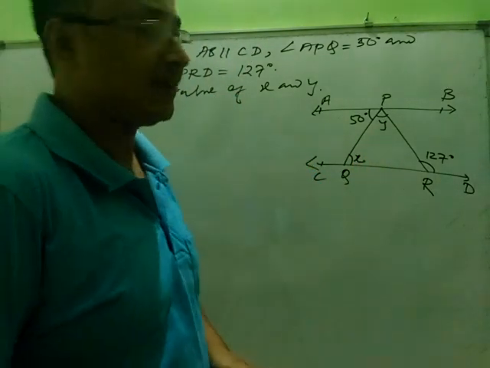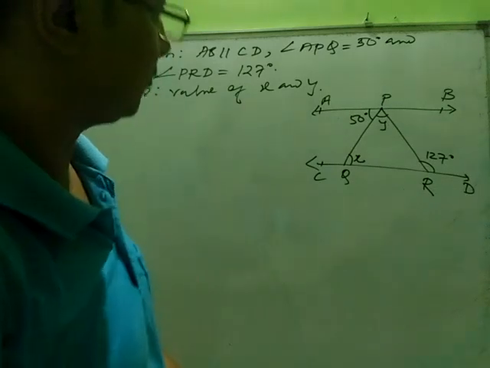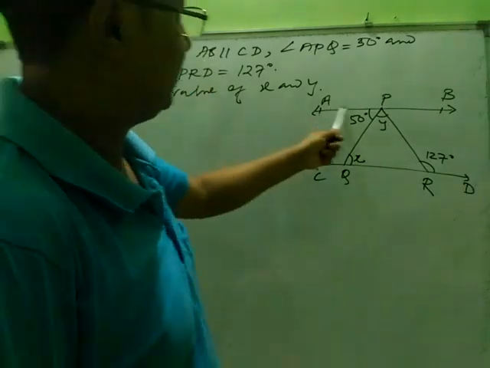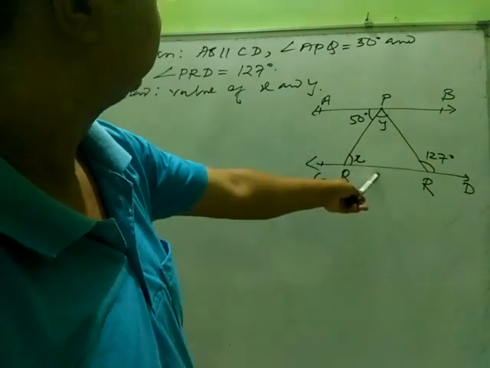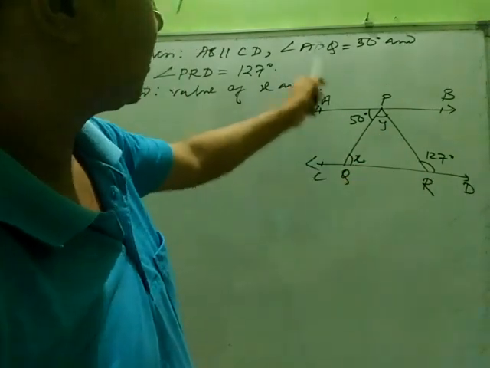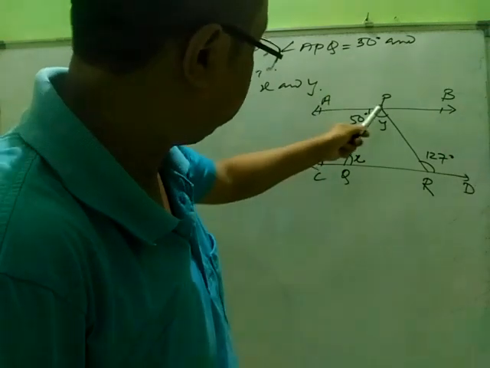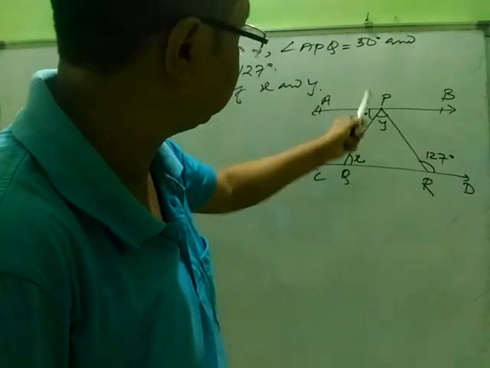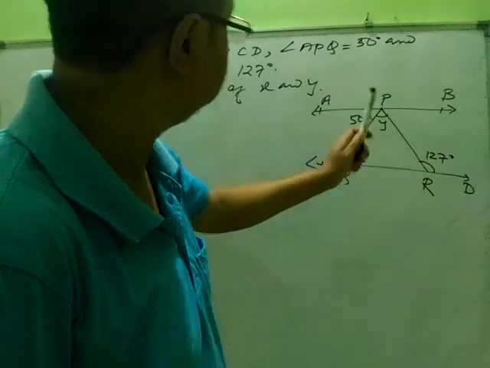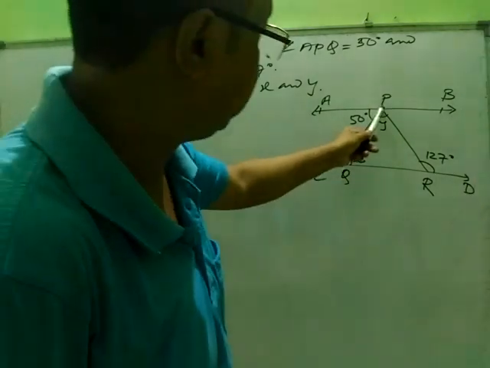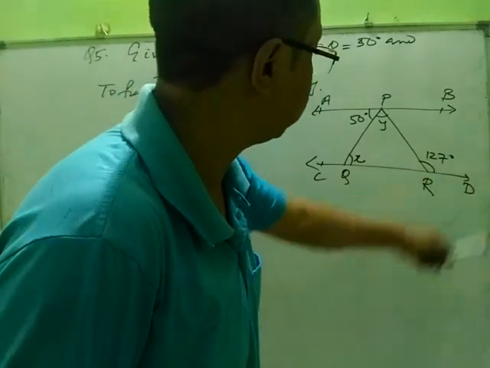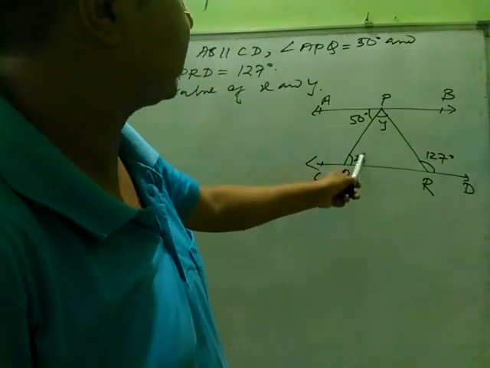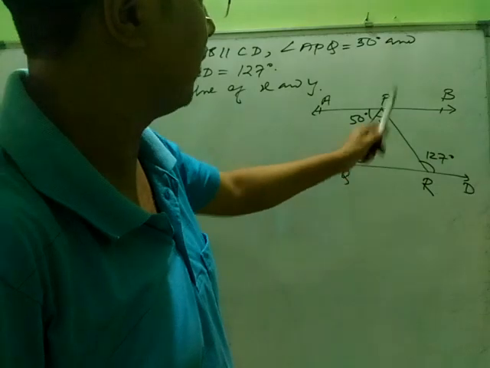So this sum is very simple. You will use the triangle property. Also, they have given that AB is parallel to CD. So here angle APQ is given as 50 degrees, so this part is 50. Angle PRD is given as 127. You have to find X and Y.